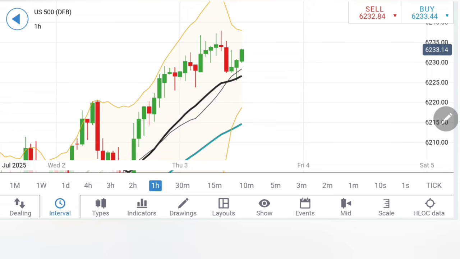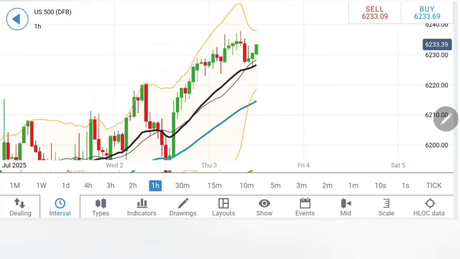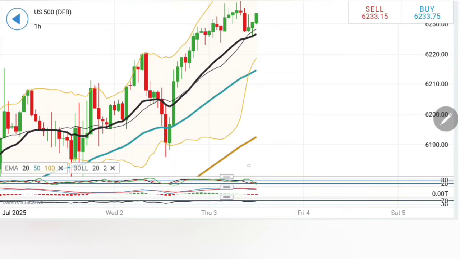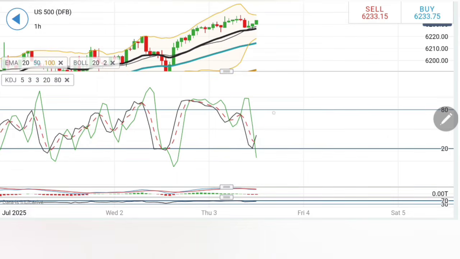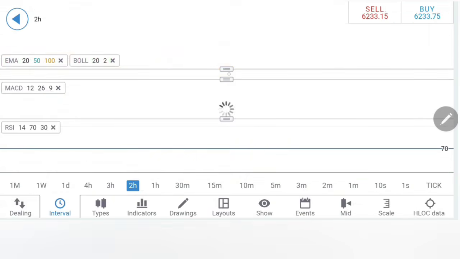6225, 20, very good support. 6210, I will say till 6200. S&P has got very strong support. If it trades below 6200, more bearishness to follow below that. But right now it is not showing such bearishness. Stochastic rising at the bottom. The MACD has crossed over at the top, suggestive of slight bearishness. The RSI rising as well.